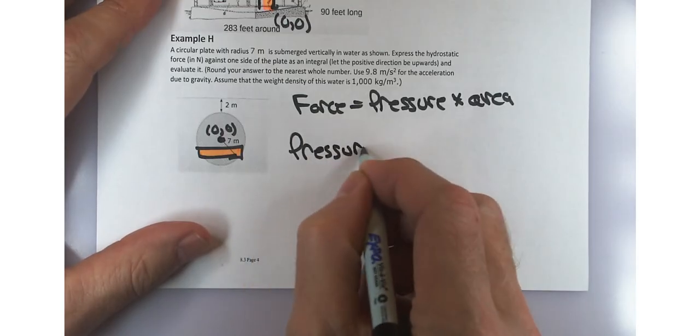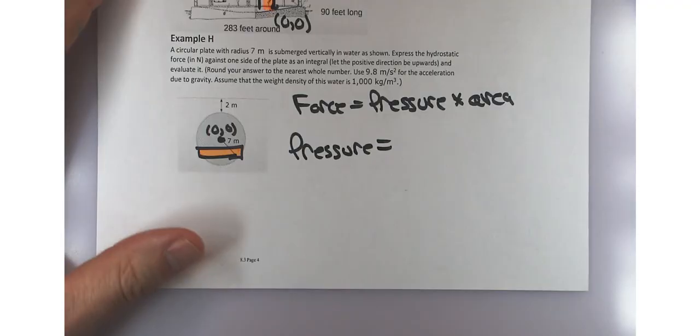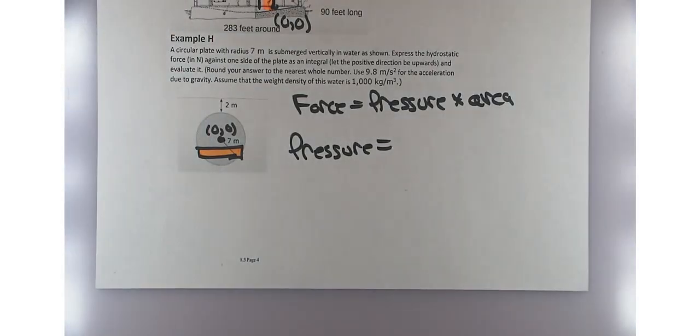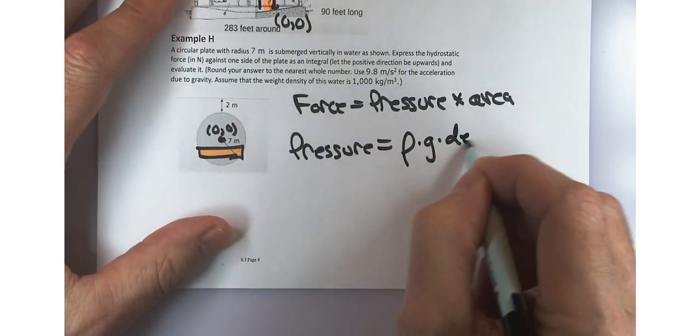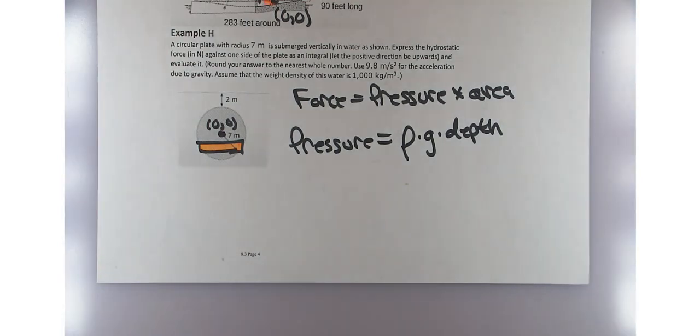Pressure is going to be, let's see, what unit do I want to use. I guess I'll stick with density times gravity times the depth. I think they're using something different here. It says assume that the weight density of this water is 1,000 kilograms per meter cubed. Use 9.8 meters per second squared for the acceleration. Okay.